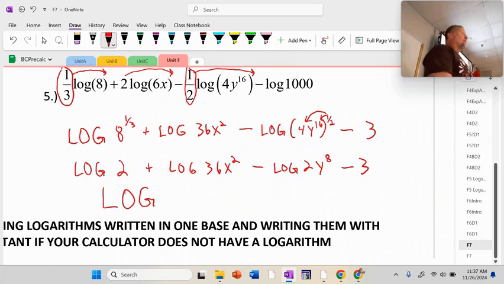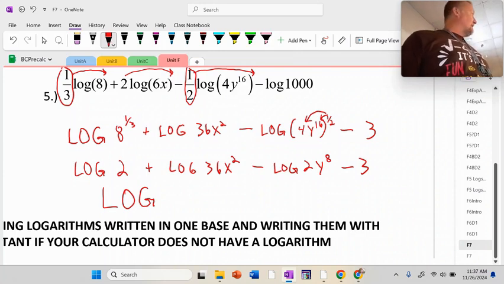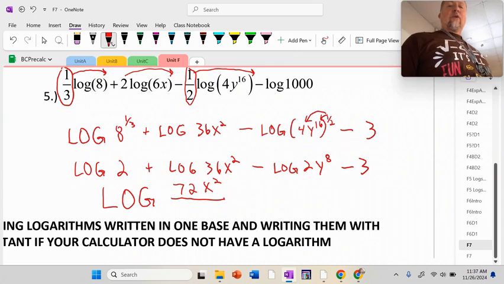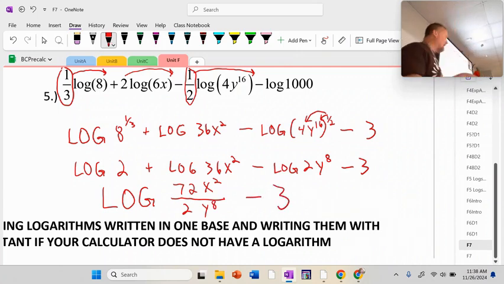Okay. So what do I do with the 2 and the 36? Put them on top, and then multiply. So this is 72x squared over, and then this becomes 2y to the 8th. And because I've evaluated, I'm really going to think about this, but that has to be allowed. It really does, because if we're told to evaluate, then I get that out of the logarithm.